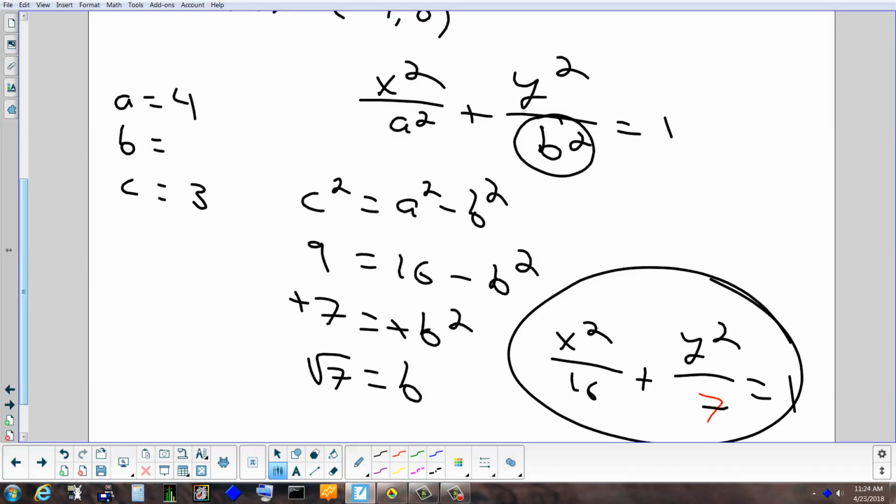Even as far as rewriting that different ways, they usually don't. You'll pretty much see it just like that.